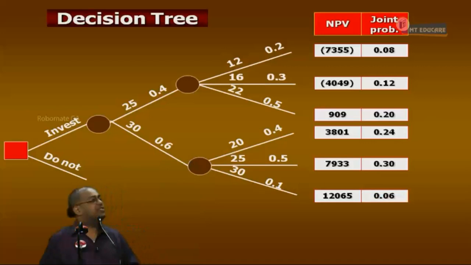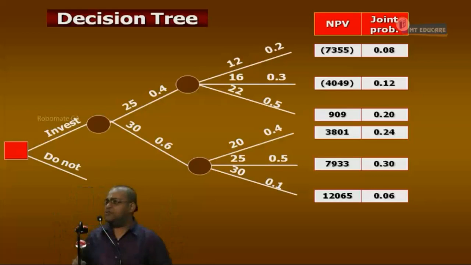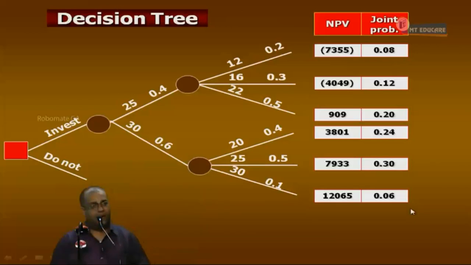Now, all these are mutually exclusive events. If I earn 7355, I will not earn 4049, and so on. Always understand that if I add mutually exclusive probabilities, they should always total 1. Then only your answer is correct. So if I total the joint probabilities, the total should obviously be 1. Everybody following?